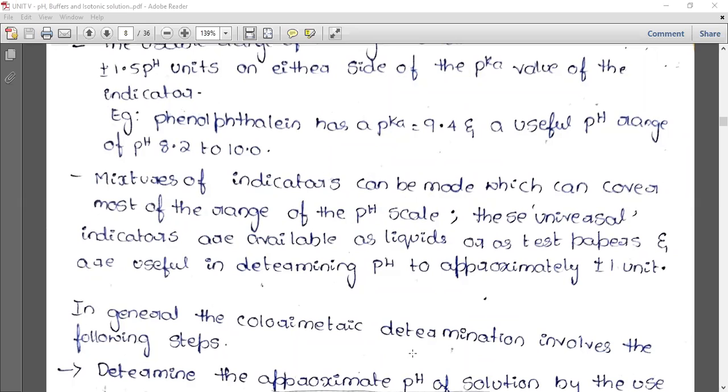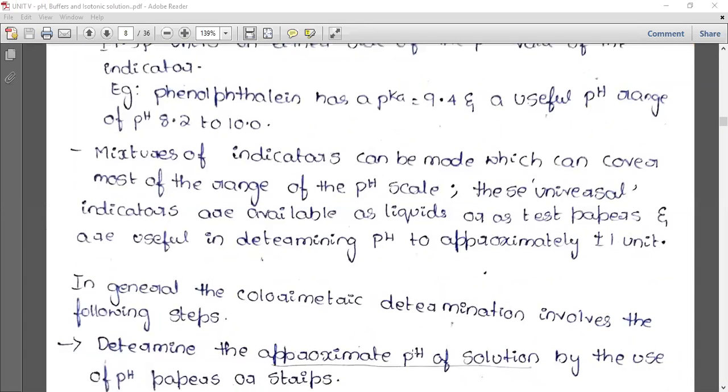Basic, ma'am. It's basic. So if it's turning red, what does it indicate? It's acidic, right? So now you have come to know whether the unknown solution is acidic or basic. So from the confusion of whether it's an acid or a base, you have come to know which it is. Say, assume it's a base.